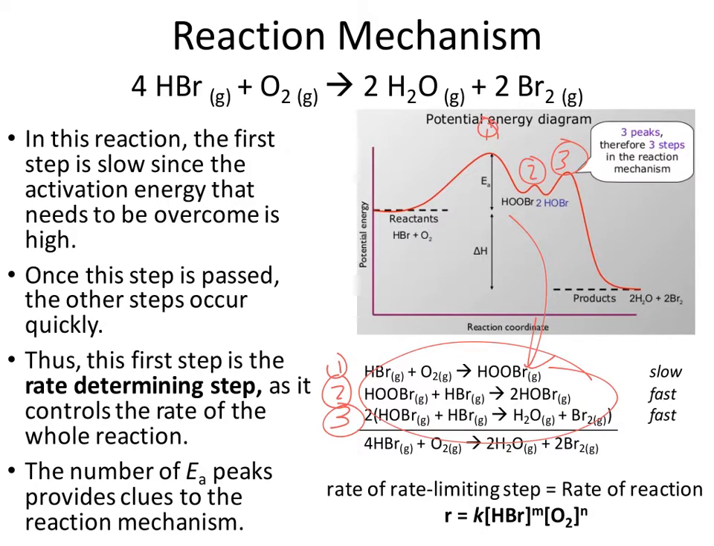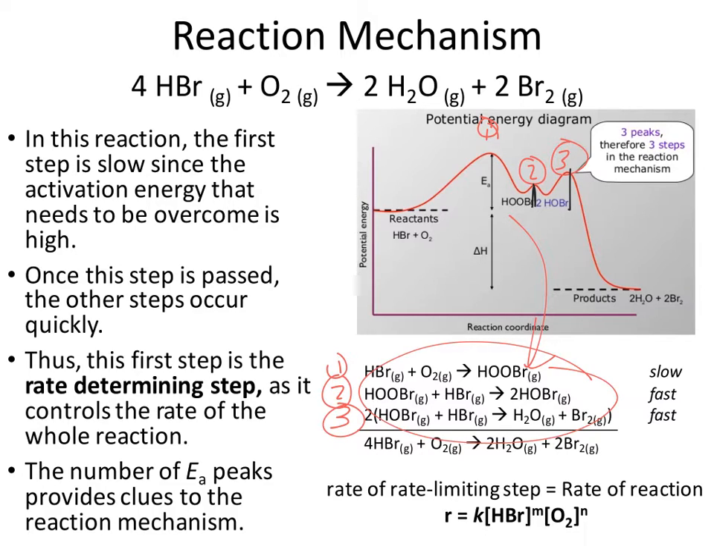The other thing that this graph tells us is the amount of activation energy that has to be overcome for each of those elementary steps. The first one you can see has the highest amount of activation energy. This one has this much activation energy, and this one over here. The more activation energy it has to overcome, the slower the reaction.